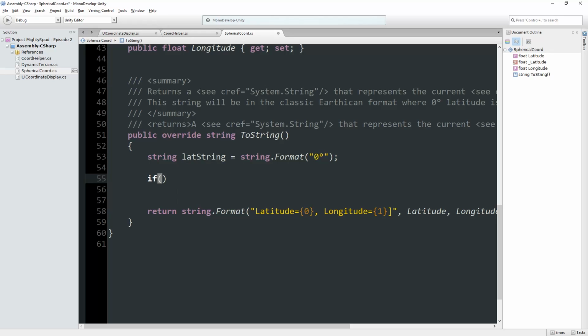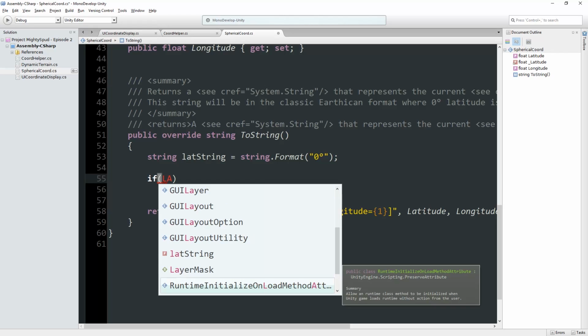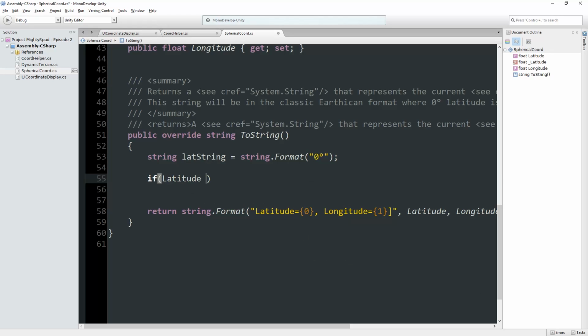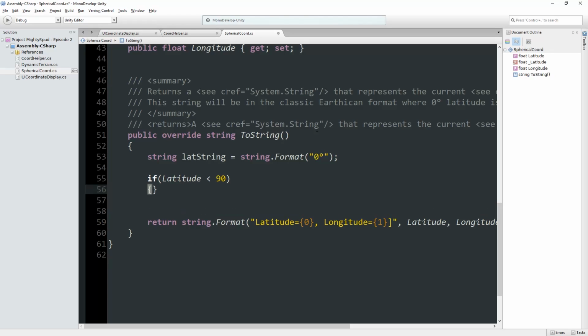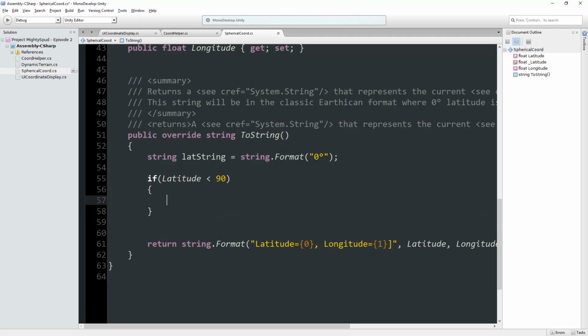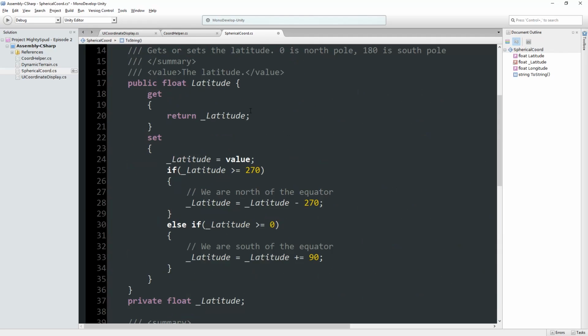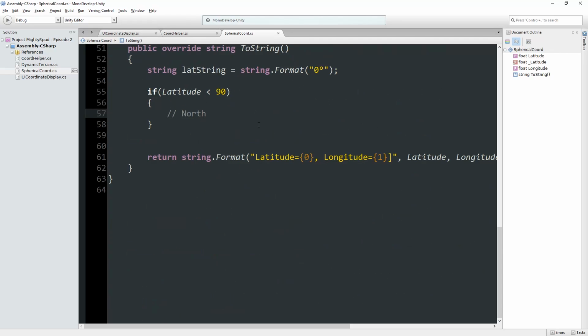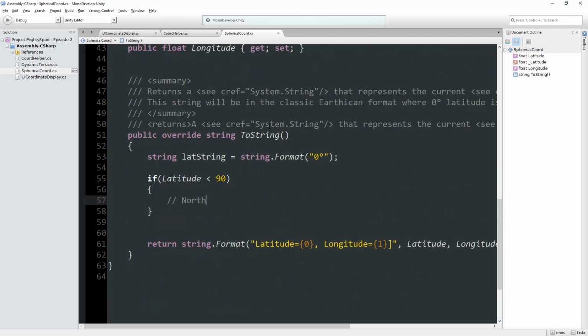So what we want to say is if latitude is less than 90. Yes. Because if it's exactly equal to 90, we want it to say 0 degrees. If it's less than 90, north. So, I mean, we're going through a lot of trouble of converting back and forth, but maybe I'm wrong, but I think it's going to make our life simpler going forward. God, I hope I'm right.